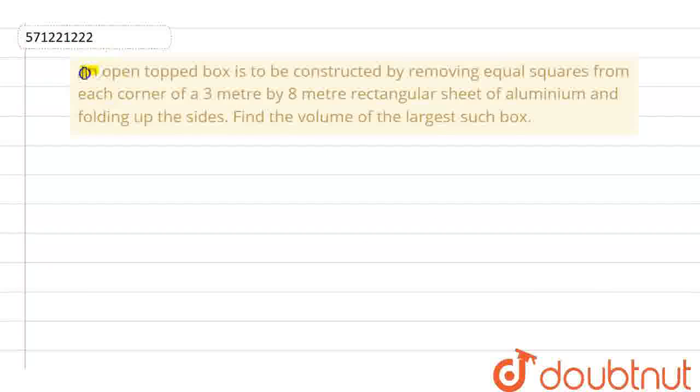In this question it is given that an open topped box is to be constructed by removing equal squares from each corner of a 3 meter by 8 meter rectangular sheet and folding up the sides. So we have to find the volume of the largest such box.